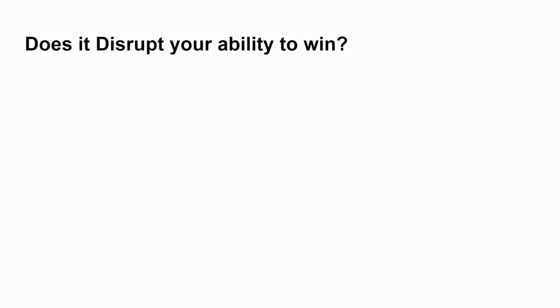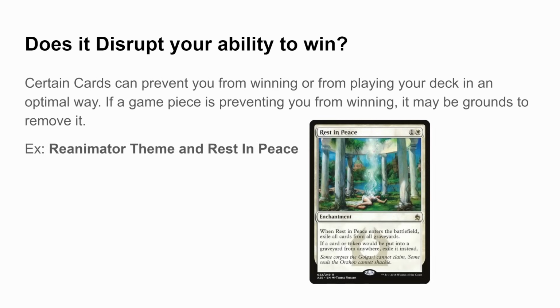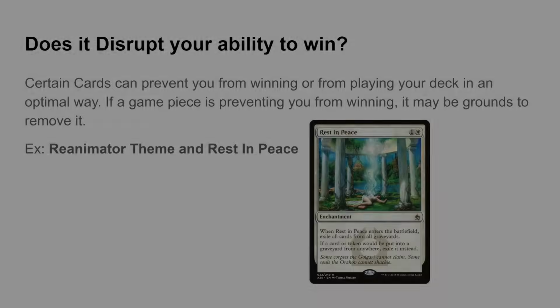Now, we need to go over, does this card disrupt your ability to win? Certain cards can prevent you from winning or from playing your deck in an optimal way. If a game piece is preventing you from winning, it may be grounds to remove it. An example would be the Reanimator theme and an opponent's Rest in Peace. Rest in Peace enters the battlefield, exiles all cards from all graveyards, and if a card or token would be put into a graveyard from anywhere, exile it instead. This shuts down your entire deck, your entire Reanimator theme, and is a huge threat to you. And you should remove it as soon as possible because you can't win while Rest in Peace is in play.